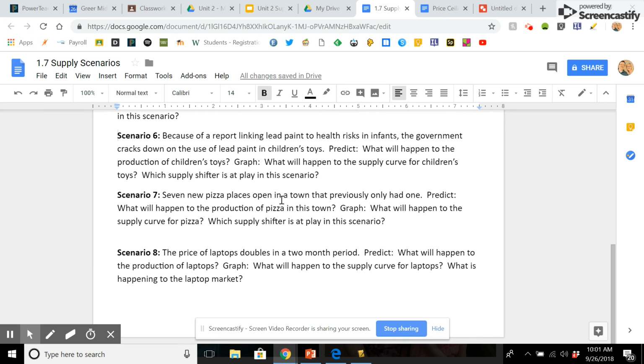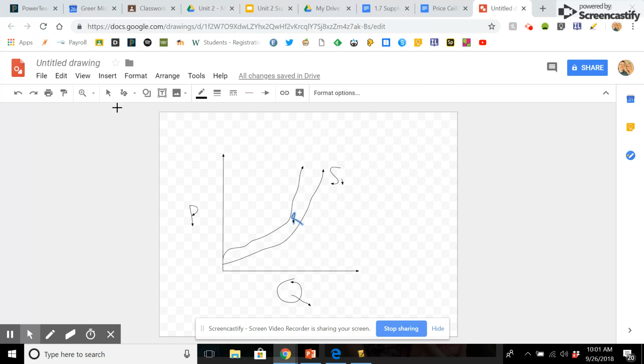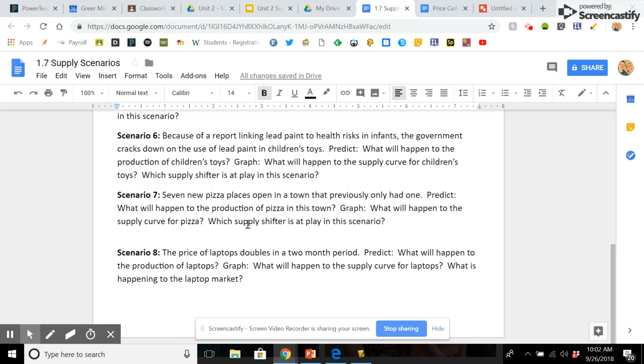Scenario 7, 7 new pizza places open in a town that previously had 1. What's going to happen to the production of pizza? Well, the answer is it's going to go up. There's going to be more supply. Now, some of you are thinking ahead and you're thinking, oh, wait a minute, but maybe some of them will go out of business. Well, maybe so, but we're ceteris paribus. We're taking it one thing at a time. All other things being equal, we're going to assume that this is going to cause an increase in supply. So for the same price, you now have more pizza being supplied. Okay, what's the supply shifter? Number of sellers.